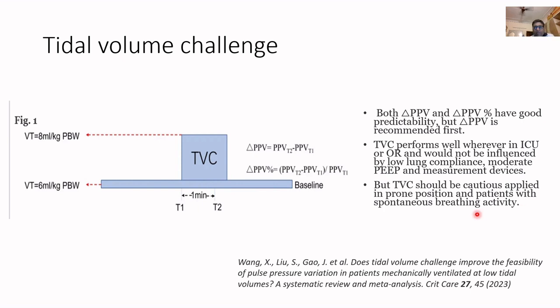It is not that much influenced by low lung compliance and moderate PEEP, which are the standard limitations of the classical respirophasic pulse pressure and systolic pressure variations. So you can look at the delta PPV, the pulse pressure variation measured at 6 ml per kg versus the pulse pressure variation measured at 8 ml per kg, T2 minus T1. This delta may be a good parameter to look at.